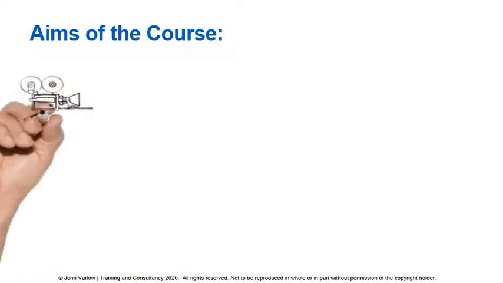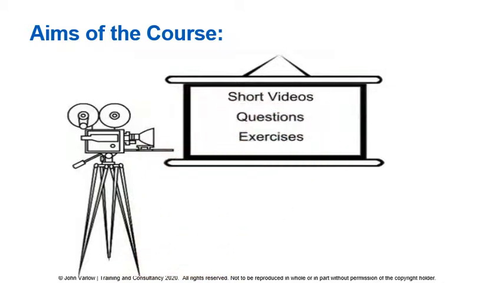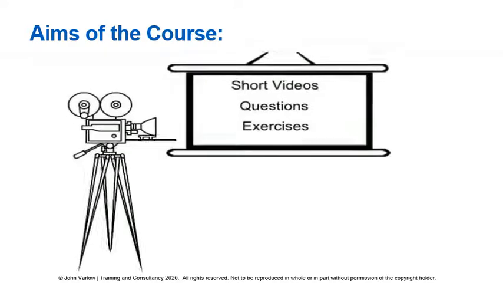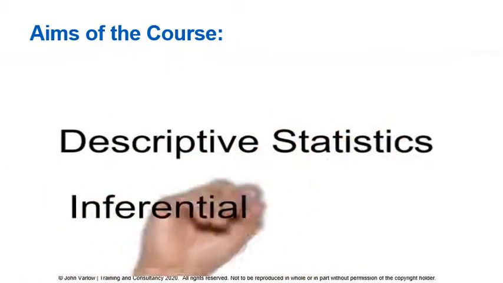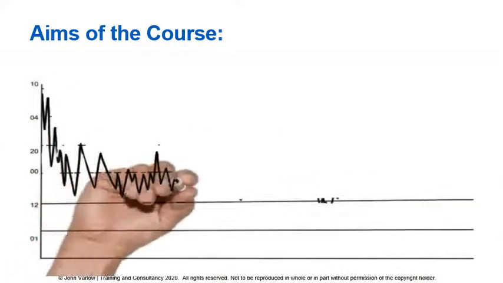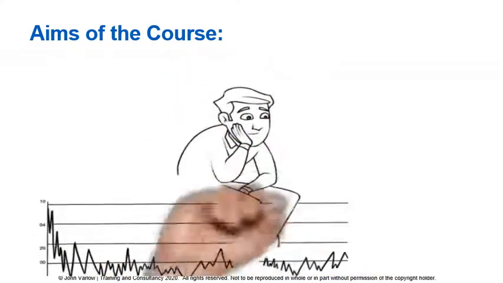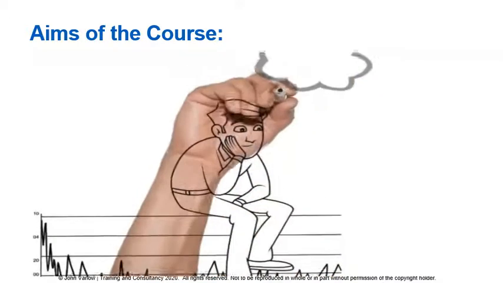So let's look at the aims of the session. This training is broken down into a number of short videos, questions and exercises, but the overall aims of the session are given here. To start with, it's worth saying that this session has been split into two broad categories, descriptive and inferential statistics. Now I'm sure you've heard these words before, and in the next slide I'll define these categories in more detail. For the moment though, we can think of descriptive statistics as describing the data in front of us, and inferential statistics as making a best guess about a bigger population from the data that we have.